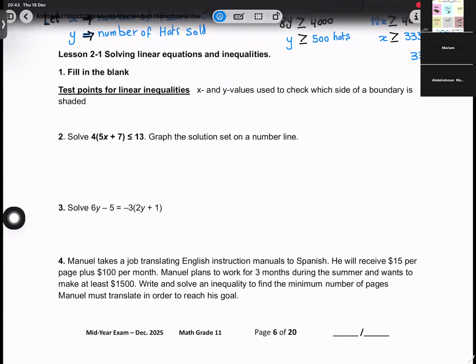Solve. Okay, can you solve this, Mariam? So first you multiply the 4 by what's in the bracket, so it becomes 20x plus, I think it's 28, yes, plus 28, perfect, bravo, less than or equal to 13.